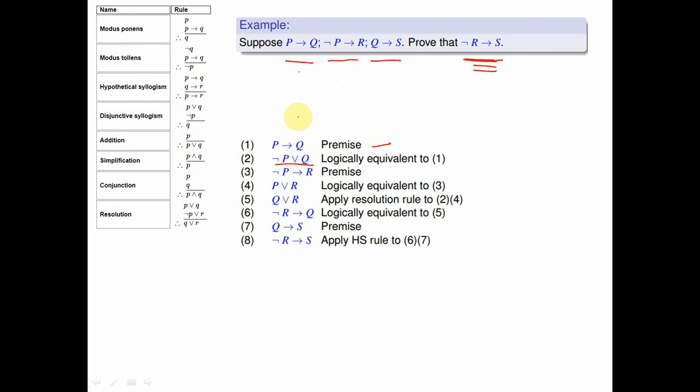We know that P implies Q is logically equivalent to negation of P or Q. Right? Implication, logical equivalence of implication, in the previous lecture we have already seen this. So this P implies Q is logically equivalent to negation of P or Q. We have another premise, negation of P implies R. So if I apply once again the implication equivalence over here, so I get P or R. We have negation of P over here, so negation of negation of P, which gives me P or R. So here you see what I have done is I have not applied any inference rule, but I have applied the logical equivalence of implication.